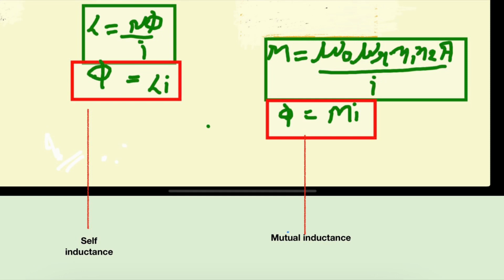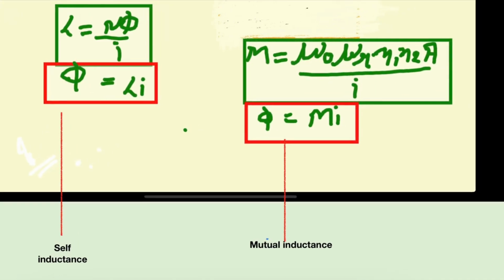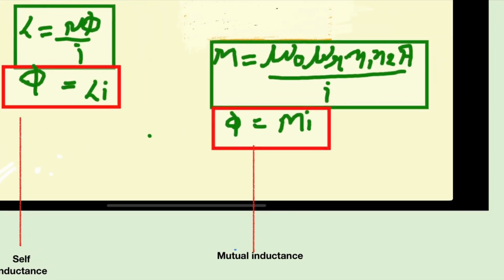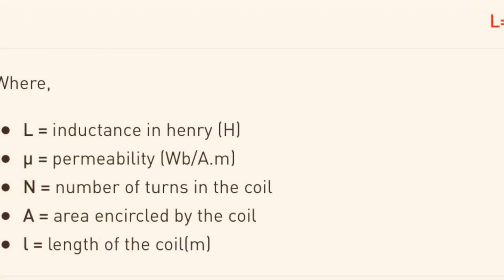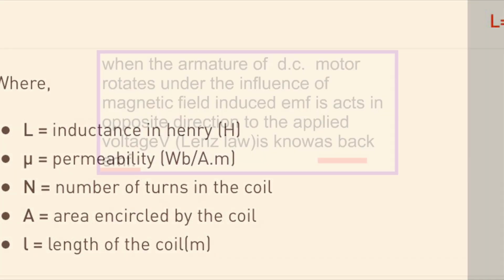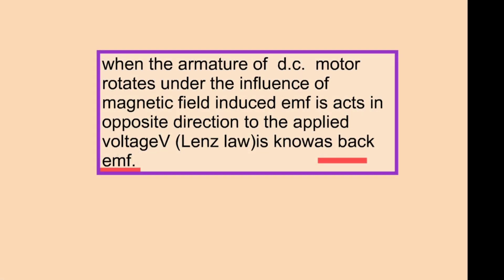So for self-inductance, phi is equal to Li, and for mutual inductance, phi is equal to Mi. In self-inductance, L depends upon the geometry, shape and size of the inductor coil. And now you know very well what is L, mu, and A. And now here is the answer to your question, what is back EMF?